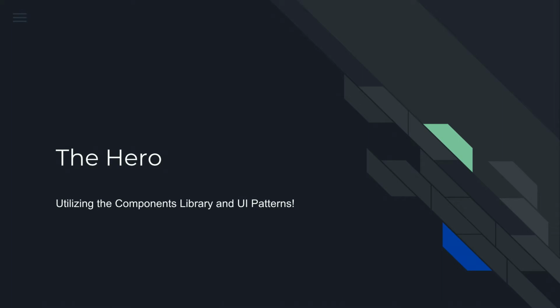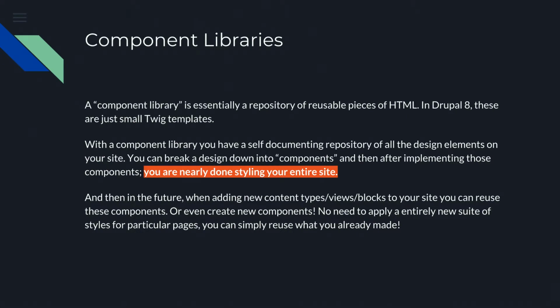So the hero is making a component library, and that can mean a lot of different things to a lot of different people. I'm going to go with what we do, which is there's a module called Components, and all it really does in Drupal is let you assign any Twig namespace and point it to any directory you want. The concept of a component library is really just a self-documenting repository of all of these UI elements that you can reuse however you want. They're not tied to anything Drupal specific.